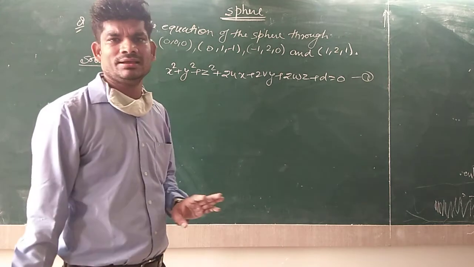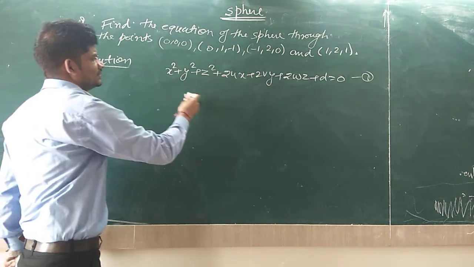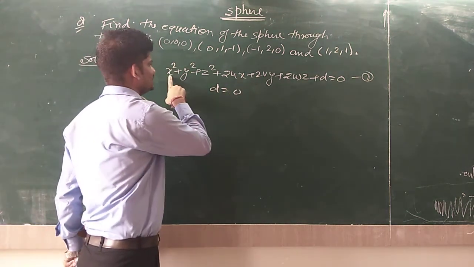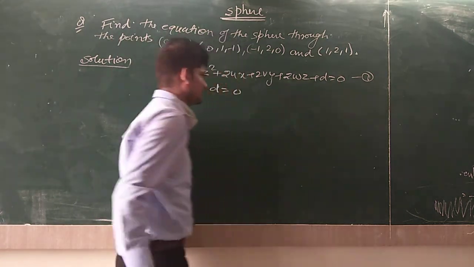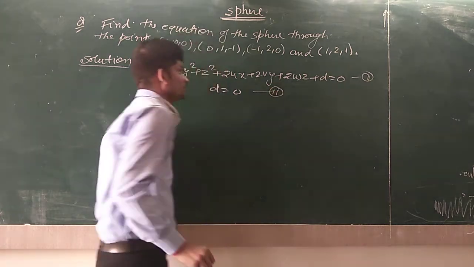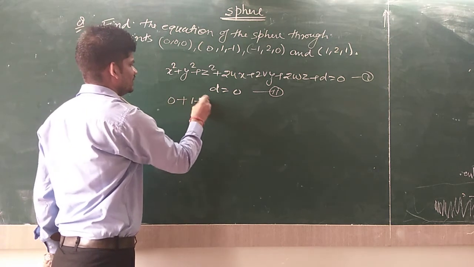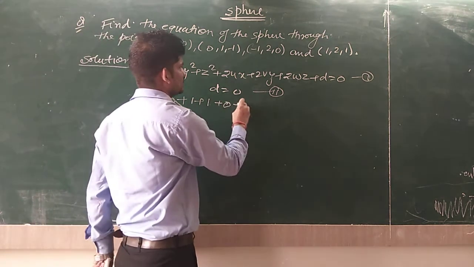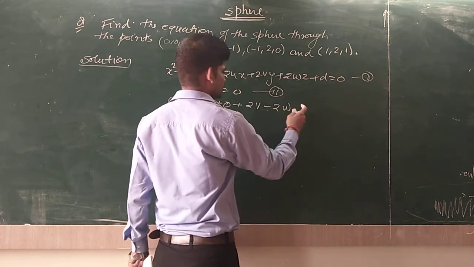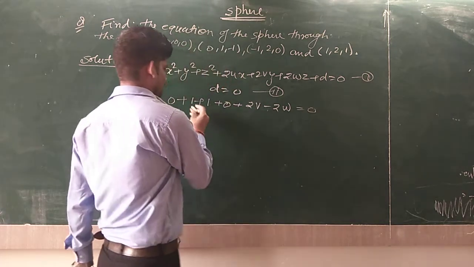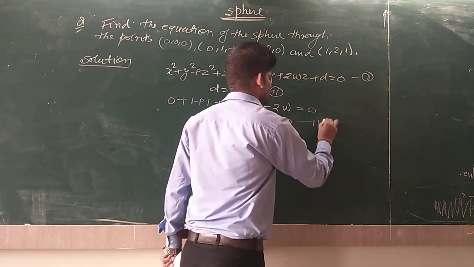Then put u, v, w, d in the equation of the sphere. Putting in the first point 0, 0, 0, we get d equal to 0, since x equal to 0, y equal to 0, z equal to 0, and these terms are 0, so d equal to 0. The first solution is d equal to 0. And again we put the point 0, 1, minus 1, then we get 0, 1, 1, 0, 2v, minus 2w, and d equal to 0. So 2 plus 2v minus 2w equal to 0. This is equation number 3.